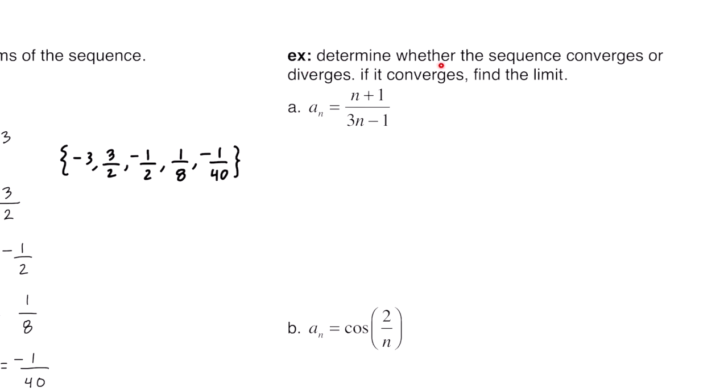This example says determine whether the sequence converges or diverges. If it converges, find the limit. So for part A, we have the sequence a sub n equals n plus 1 over 3n minus 1. So what we're going to do is we're going to take the limit as n goes to infinity of this sequence. So we have the limit as n goes to infinity of n plus 1 over 3n minus 1.